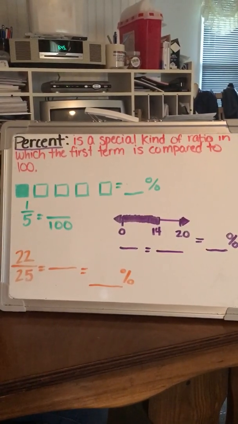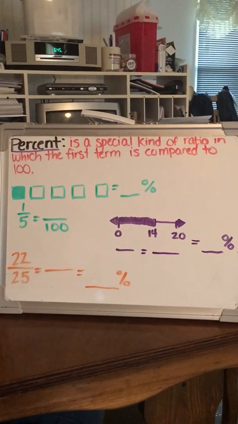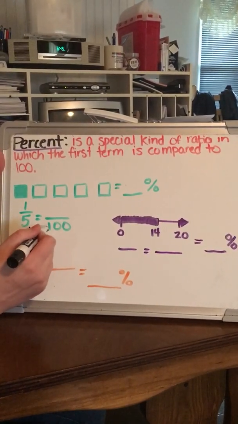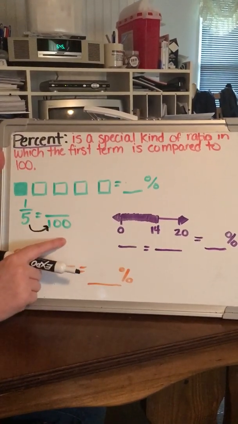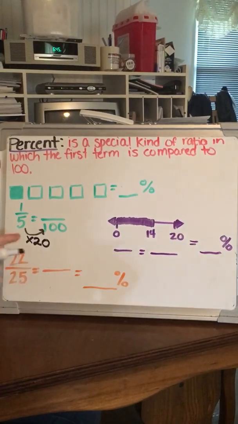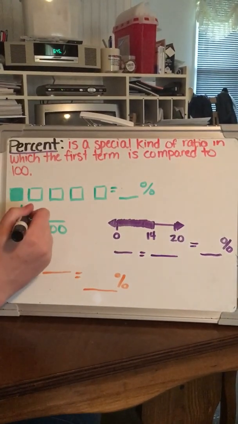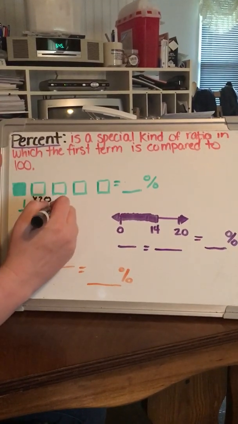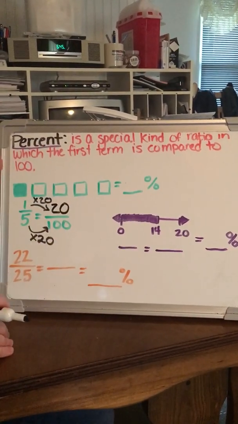Well, there's a couple ways we could do this. We could do 1 divided by 5. Or we can ask ourselves, how do you get from 5 to 100? Well, you multiply by 20. And what you do to the bottom, you have to do to the top. So we can say 1/5 is the same as 20%.